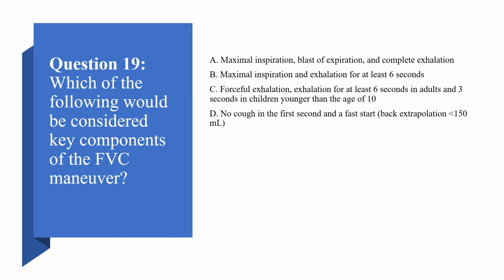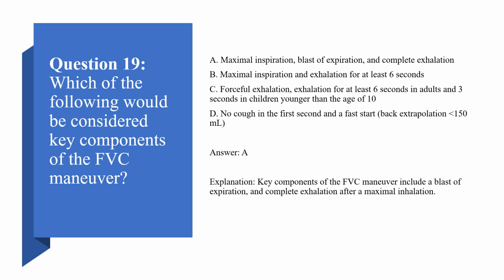So back extrapolation, less than 150 milliliters. There's a lot to this one. A lot of words. The answer happens to be A. Key components of the forced vital capacity maneuver include a blast of exhalation or expiration and a complete exhalation after maximal inhalation. So think about this.